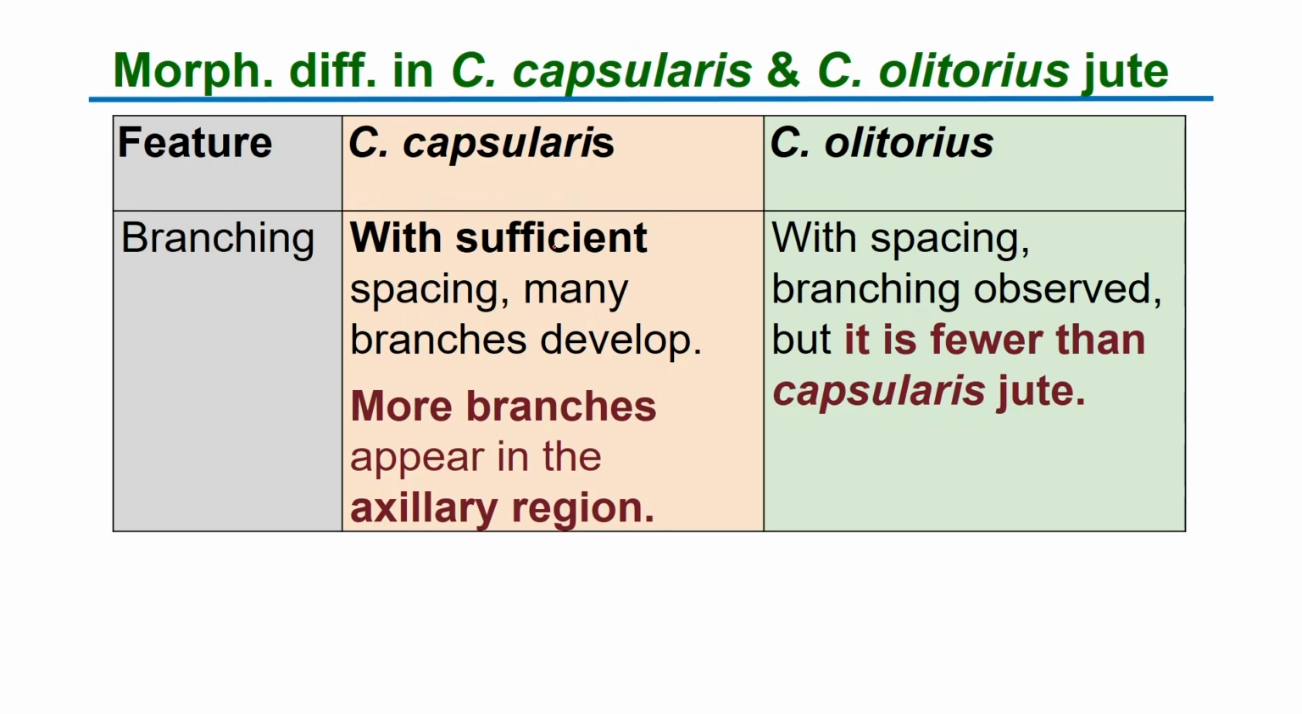Branching. In Capsularis, or white jute, with sufficient spacing, many branches may develop. More branches appear in the axillary region. In Olitorius, with spacing, branching is observed, but it is fewer than in Capsularis jute.